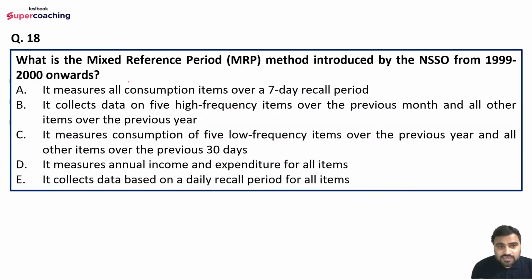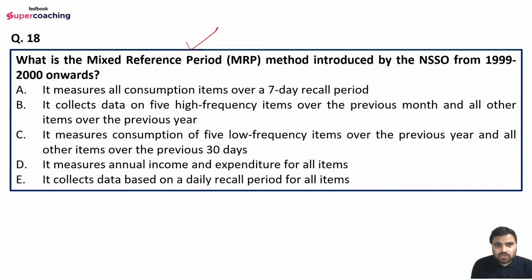Next is, what is the mixed reference period, right? This is the second approach of measuring poverty, that is, the mixed reference period. So what is the mixed reference period method introduced by the NSO from 1999-2000 onwards?